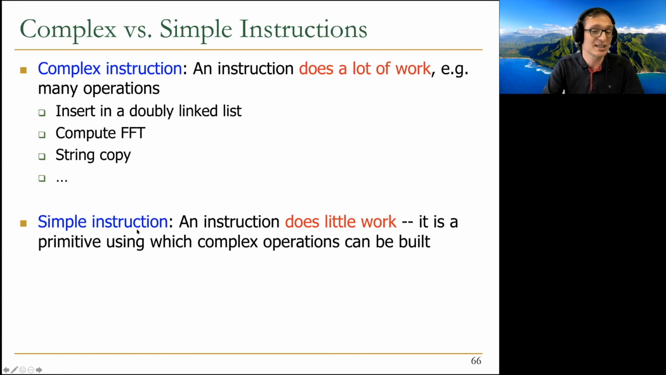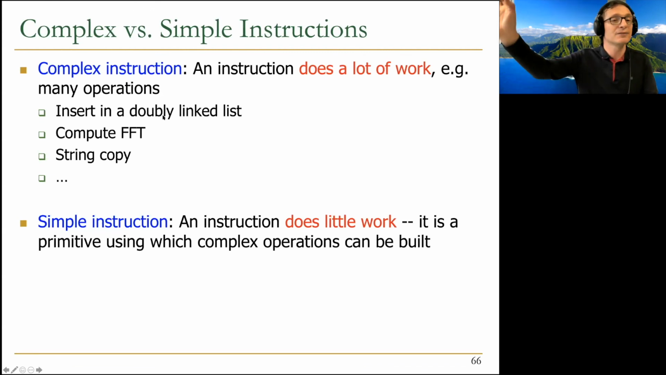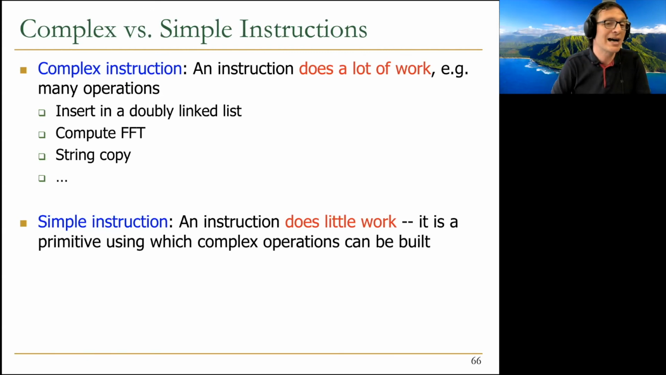Whereas simple instruction is an instruction does little work. Essentially, you're thinking of an instruction as a very simple primitive using which you build complex operations on top of them. Where here, you're thinking of an instruction as, oh, I have a high-level function. That could be an instruction for me. I don't need to go and build it out of very primitive operations.